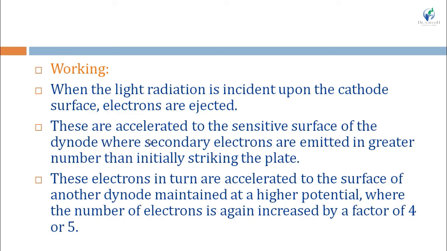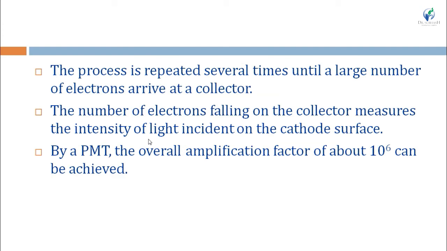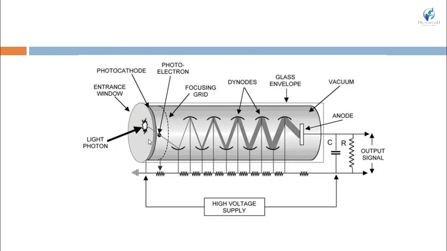These electrons are further accelerated to the surface of the next diode, maintained at a higher potential, where the number of electrons is again increased by a factor of 4 or 5. And this process is repeated several times until a large number of electrons arrive at a collector. Finally, the number of electrons falling on the collector measures the intensity of light incident on the cathode surface. And by a photomultiplier tube, an overall amplification factor of about 10⁶ can be achieved.